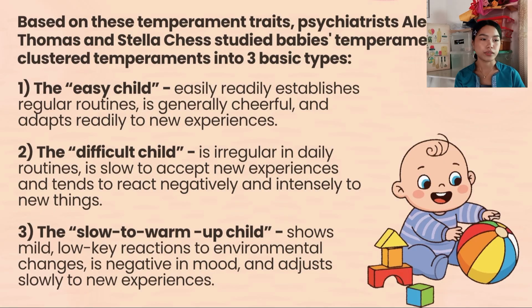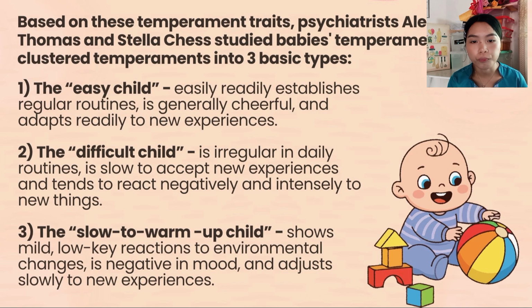Okay, nanapoy banha, so sorry for that. So based on this temperament traits, psychiatrist Alexander Thomas and Stella Chess studied babies' temperament and clustered temperaments into 3 basic types. So we have here the easy child, the difficult child, and the slow to learn child. So let's have first the easy child. So the easy child readily establishes regular routines, is generally cheerful, and adapts readily to new experiences.